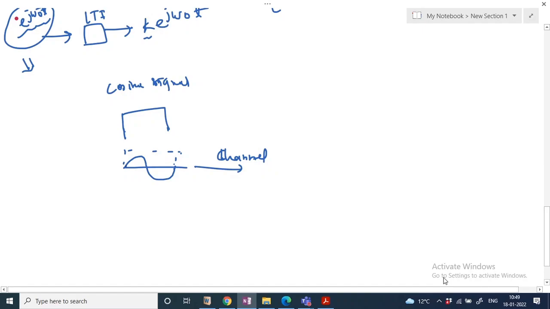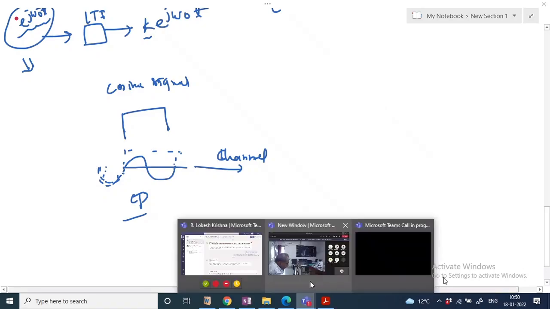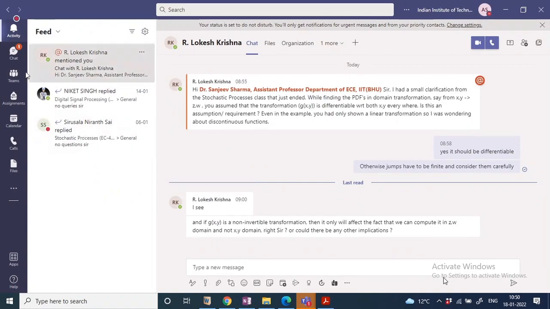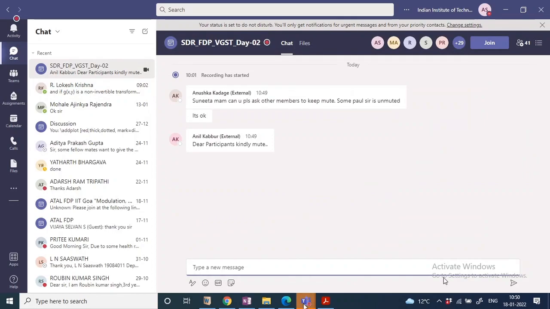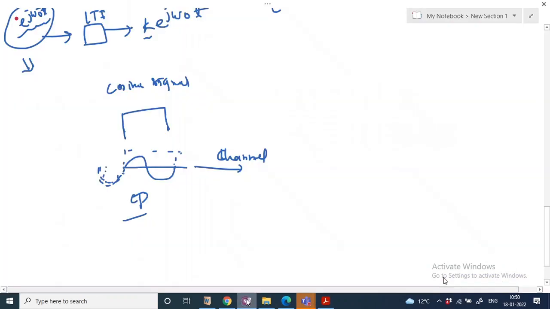So what will we do? We will do some cyclic extension of this cosine signal, so that the channel experiences an infinitely long sinusoid coming in, and then the output is also a sinusoid. That is generally called the CP, cyclic prefix. We add a cyclic prefix in OFDM. This will also help us reduce the intersymbol interference. How will it help us? Let me show.